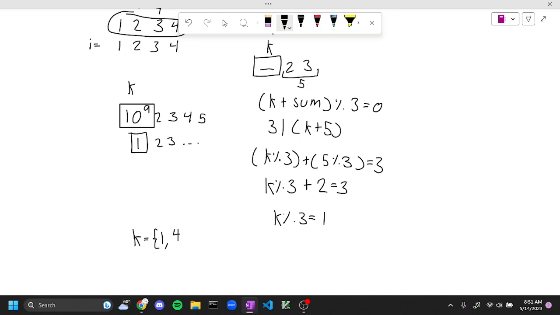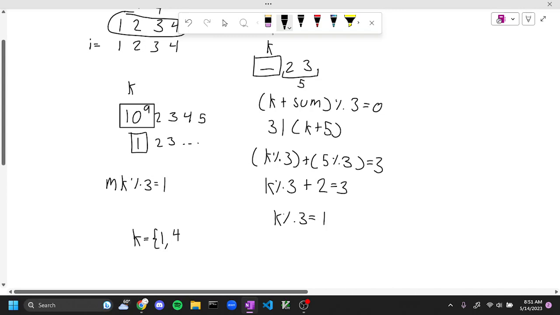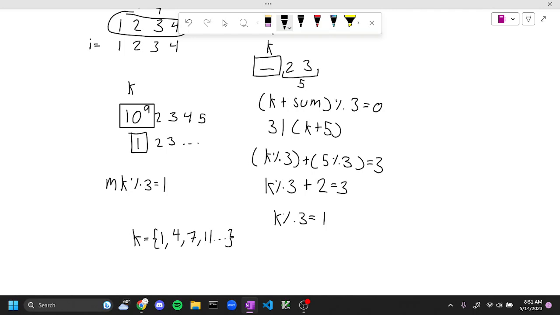And we can see that any number k, as long as k mod 3 is equal to 1, then our answer will be correct. So this could also be 7, it could be 11, and so on. But we could just choose the first number where it works, which is just 1. So now let me get into the code.